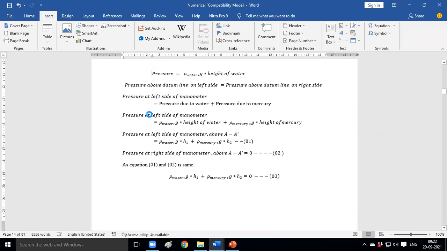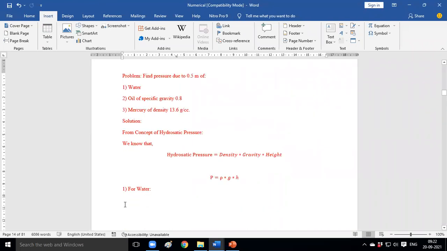What is the height of the water column mentioned in the numerical? 0.5 meter. Height of water column, 0.5 meter. What is the density of water? Density of water, 1000 units.